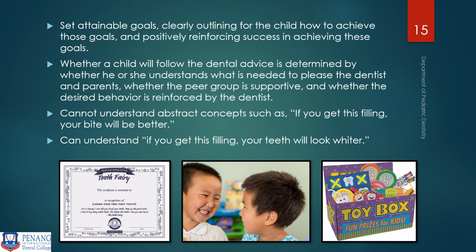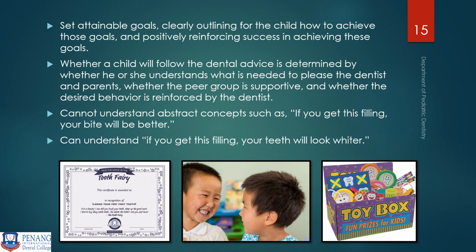So now whether a child will follow the dental advice is determined by whether he or she understands what is needed to please the dentist and the parents, whether the peer group is supportive, and whether the desired behavior is reinforced by the dentist. Okay, so basically the child must be able to understand what is expected of him, and that expectation is going to please the dentist or the parents. So if the child does not understand this expectation, then he will not behave properly in the dental chair, because he will be confused on what to do.